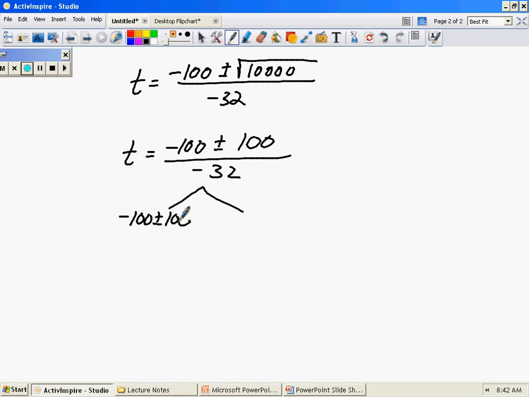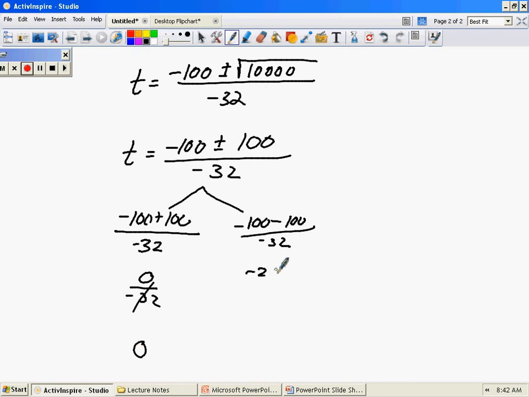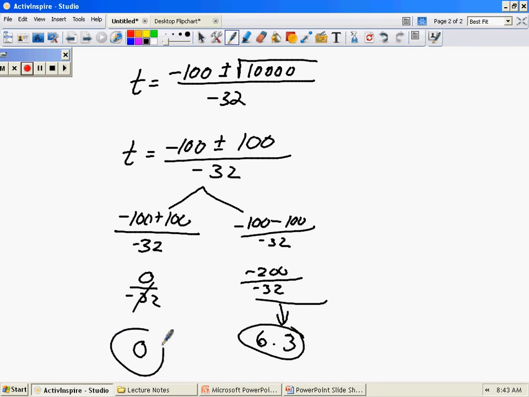Oh, let me fix that. Okay, so negative 100 plus 100 is 0, right? And 0 divided by negative 32 is 0. So we get one answer that's 0. This one is negative 200 over negative 32, which comes out to be 6.3.